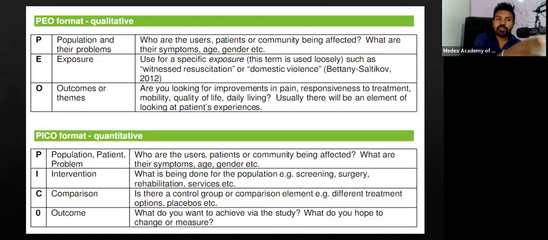But I will specially mention the PEO structure. If you are looking for a qualitative study, it's different. In the PEO structure, P is the population or the problem. E stands for exposure, and O stands for outcome. For example: who are the users, patients or community being affected, what are their symptoms, age, gender, etc.